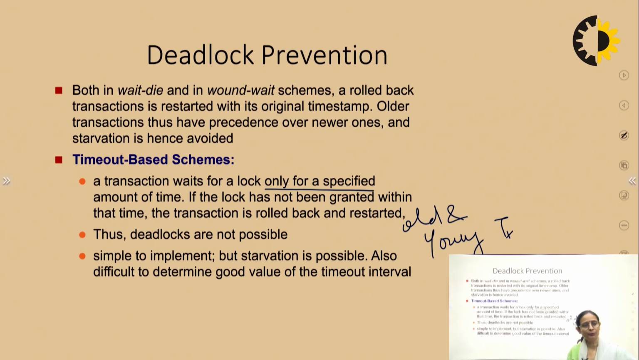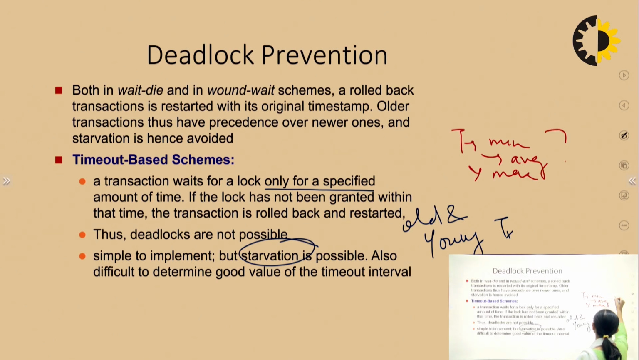It is very simple to implement. In this case, there is no deadlock, but it may lead to starvation. Also, it is difficult to determine a good value for the timeout interval, that is, whether I should keep the value minimum, maximum, or average. What value should the timeout interval have? It is a debatable question and it depends upon the type of transactions coming into my system and the type of data item on which we are working.